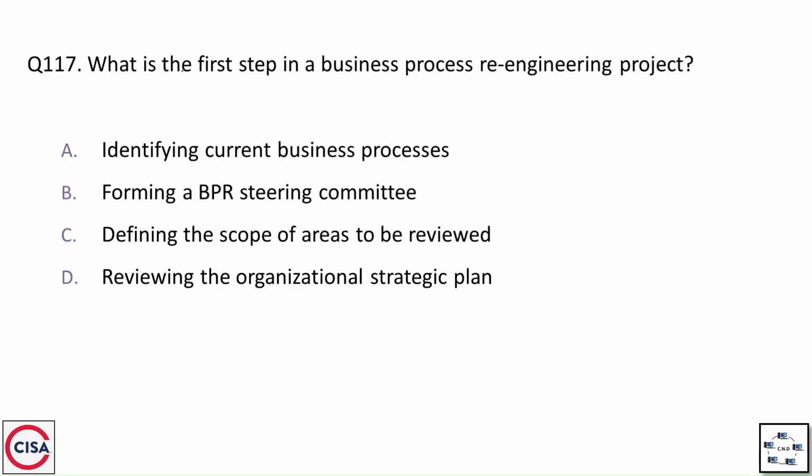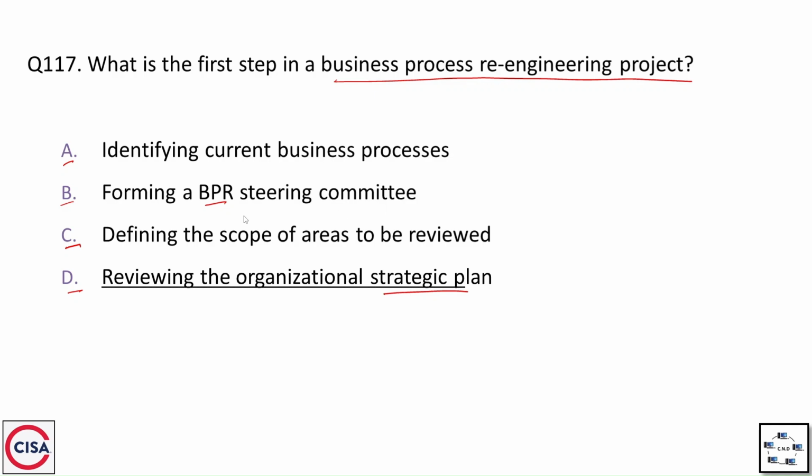Question number 117. What is the first step in a business process re-engineering project? Option A, identifying current business processes. Option B, forming a BPR steering committee. Option C, defining the scope of areas to be reviewed. And option D, reviewing the organizational strategic plan.